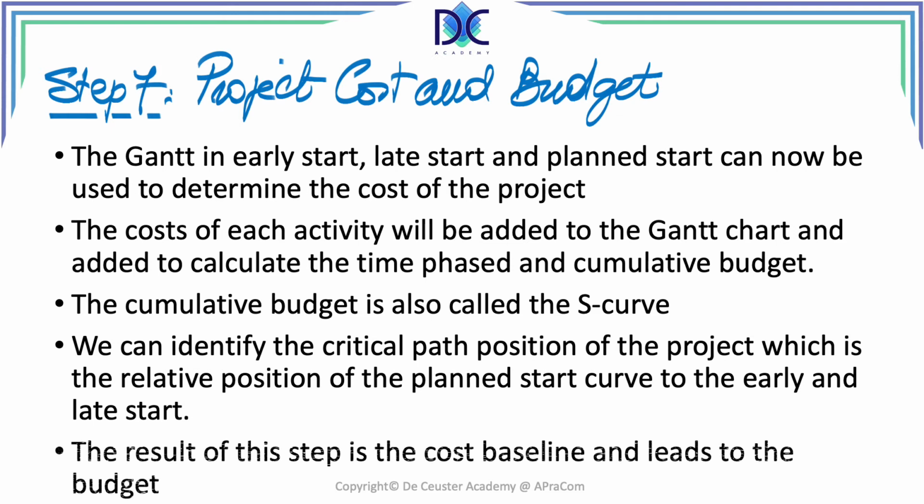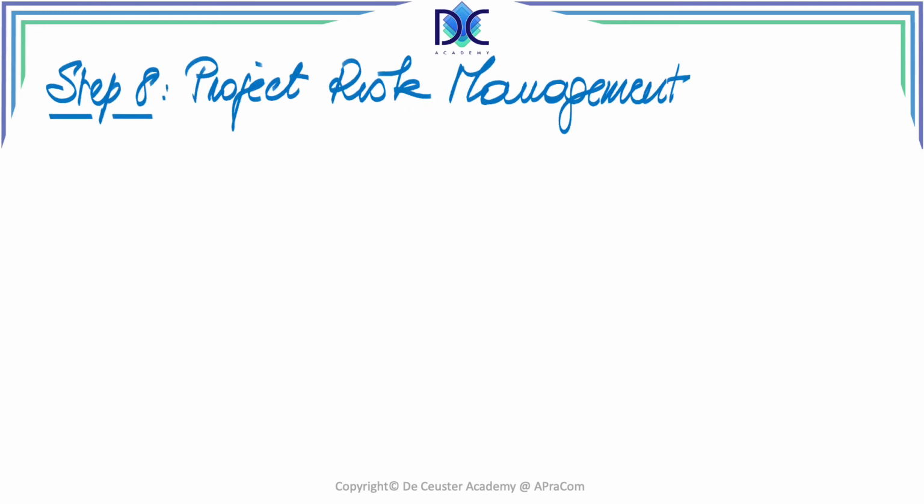I already spoke about this before, so you have already seen this type of S curves. Basically, once we finish this, when we add all the elements to the S curve, we find the cost baseline, and the cost baseline will also be used to determine the project budget. We still have to have some reserves there, management reserves, risk-related contingency reserves, and things like that. Now we are at the end of the planning step. We still have to look at risk management.